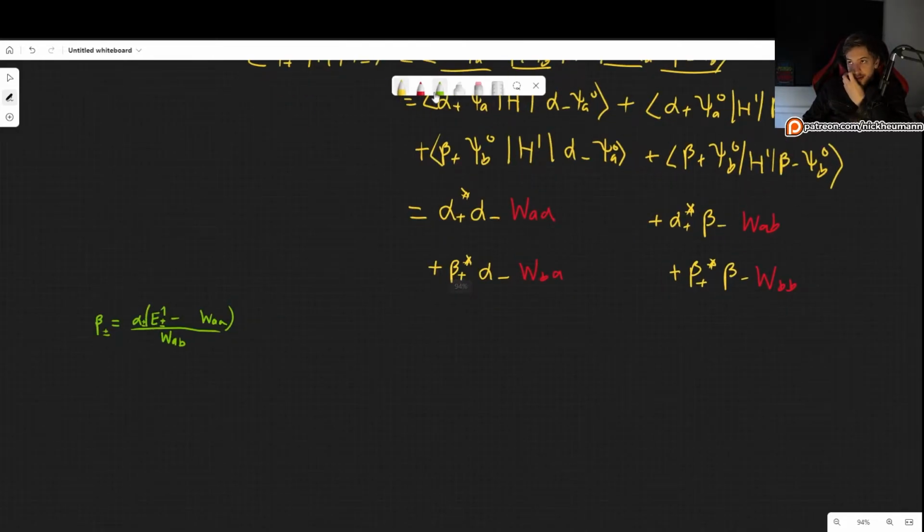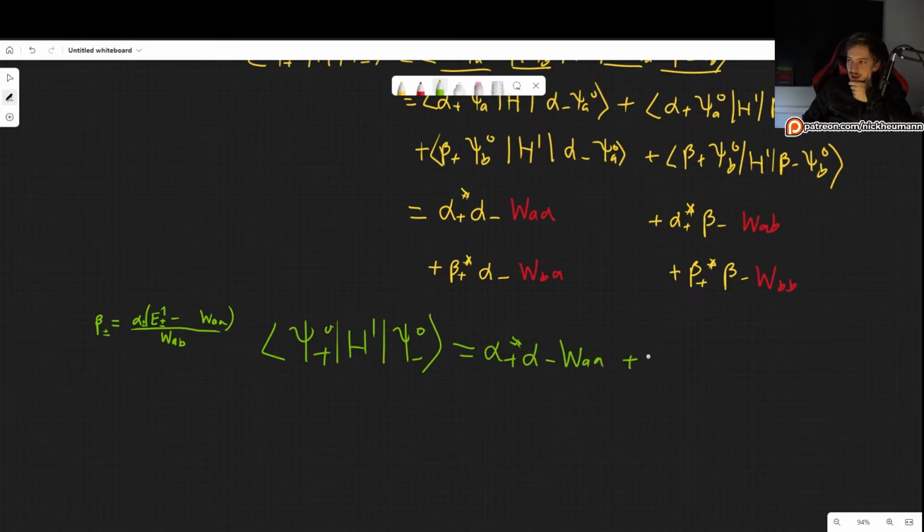So let's see. Now our product ψ plus h prime ψ minus, the first part, alpha plus conjugate alpha minus WAA, remains unchanged. Then we have alpha plus conjugate beta minus, but beta minus is alpha minus, and then E minus 1 minus WAA, and all of this divided by WAB. But we are also multiplying here by WAB. So those two cancel out.